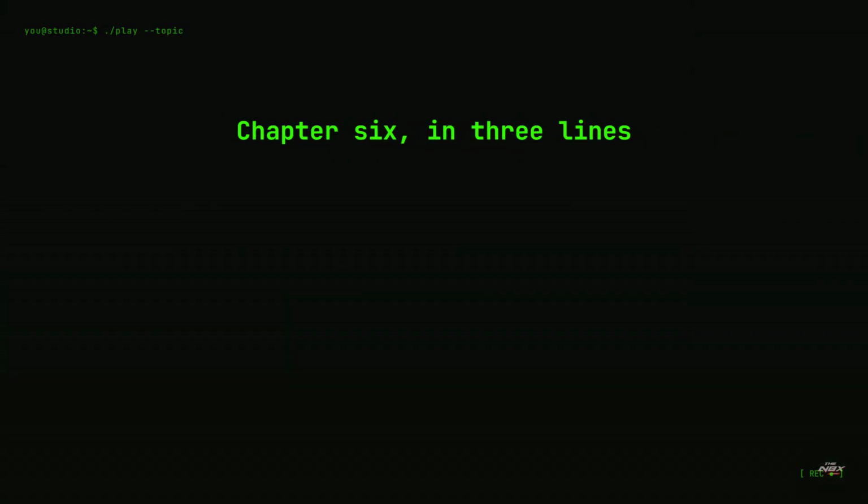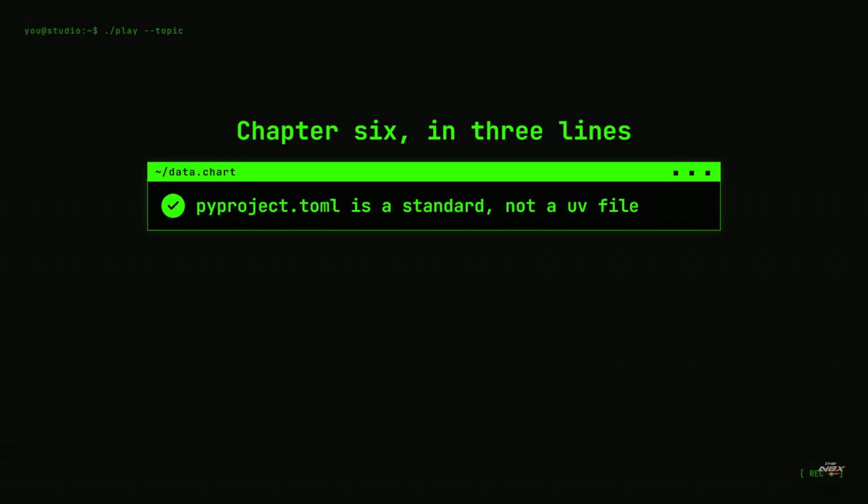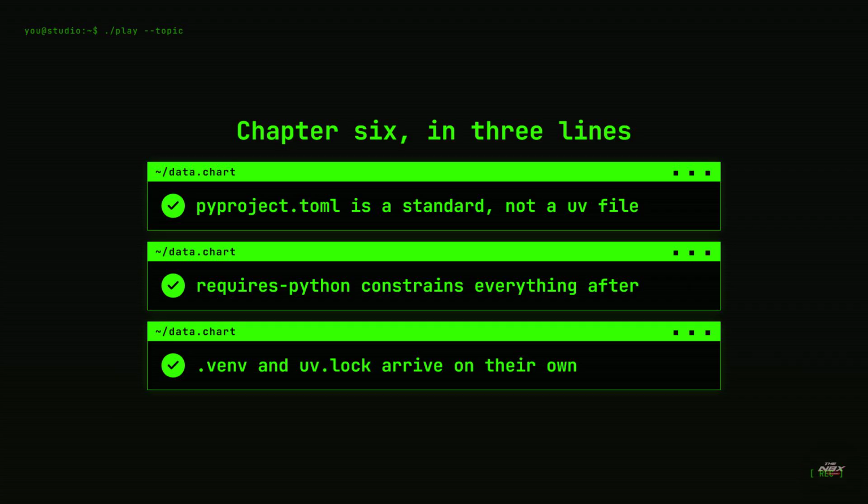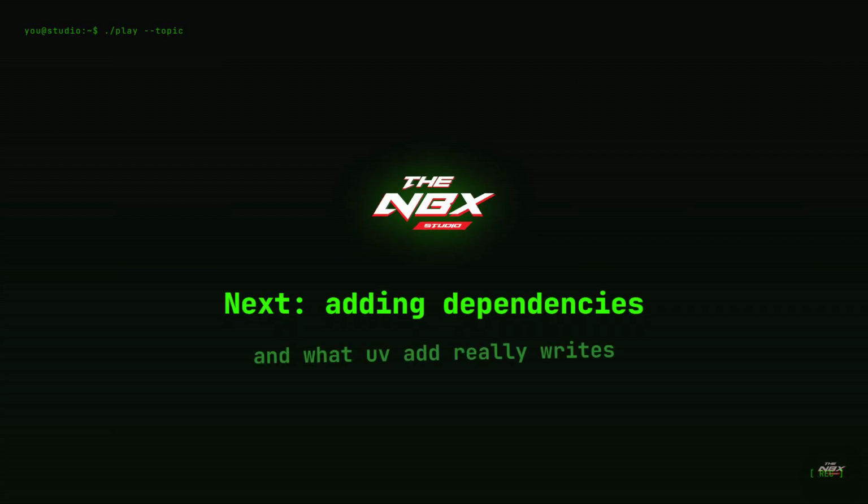So, to recap, pyproject.toml describes your project and every modern tool reads it. Requires Python is a promise that constrains every package you'll ever add. And the environment and the lock file arrive by themselves the first time UV needs them. Next chapter we finally add a dependency, and I show you why uv add does not do the thing almost everybody assumes it does.